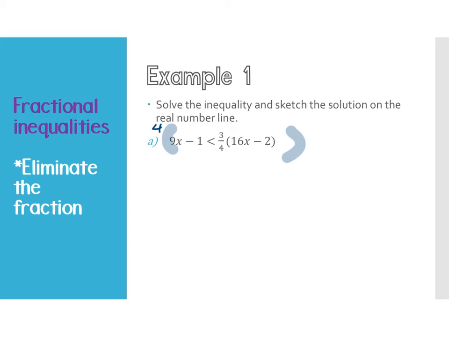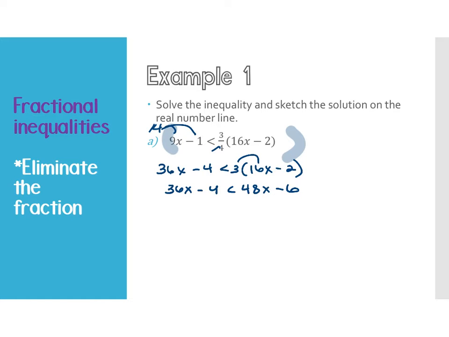So every term gets 4 except for what's inside the parentheses. That's protected by what's on the outside. It's going to get distributed there. So I'm going to do 4 times 9, which is 36x. I'm going to do 4 times -1, -4. Less than, the 4's would cancel, and it's just 3 times 16x minus 2. Now I want to distribute the 3, so 36x minus 4 is less than 3 times 16, or 48x minus 6.